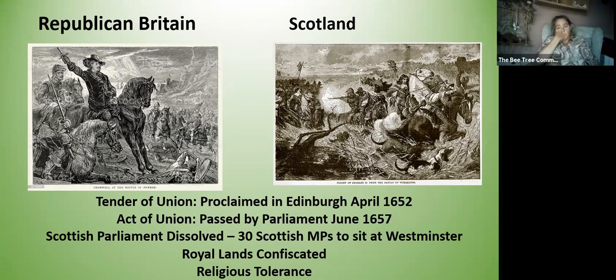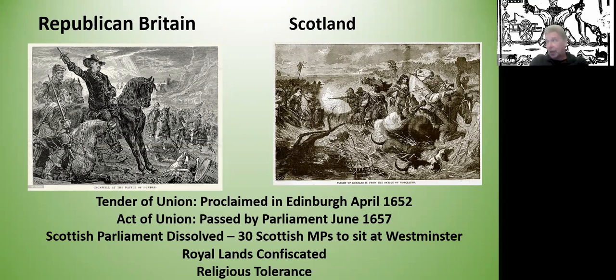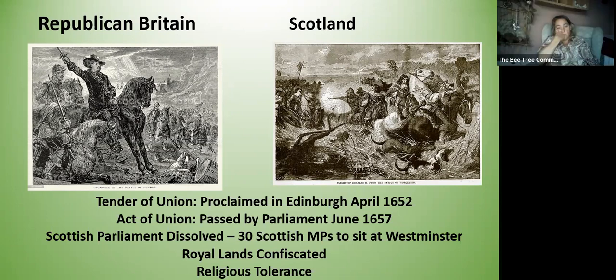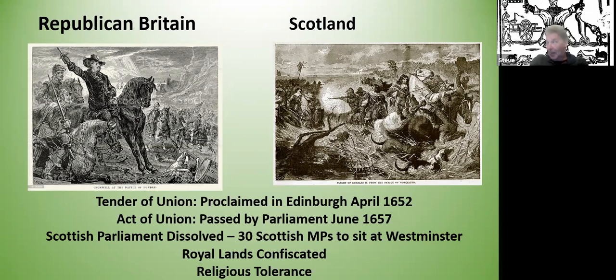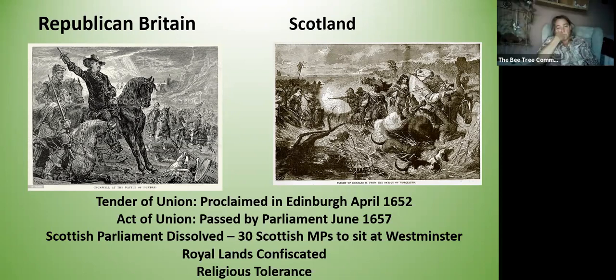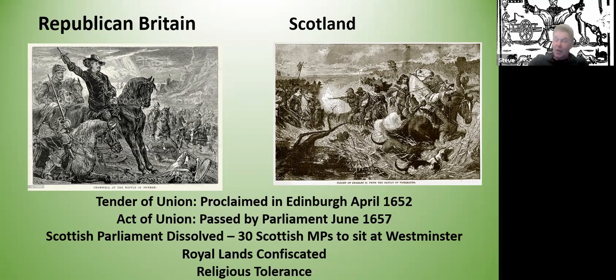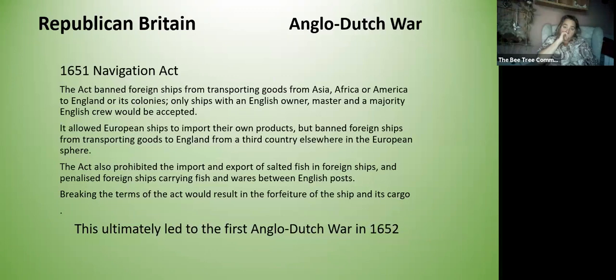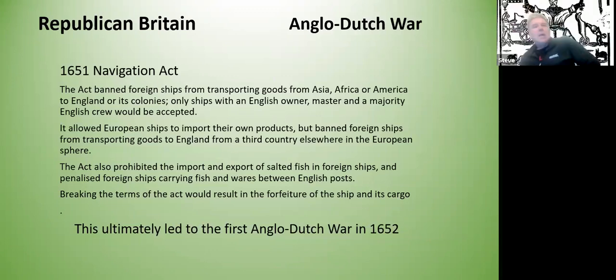Basically, what Parliament wanted was for Scotland and Ireland to be incorporated in the Commonwealth and the three nations ruled by central government. And that was going to happen for the first time in British history. At the same time, the Commonwealth government proceeded on an aggressive foreign policy based on naval power because they wanted to increase the revenues of the country. So we have the Anglo-Dutch War. The 1651 Navigation Act was passed.